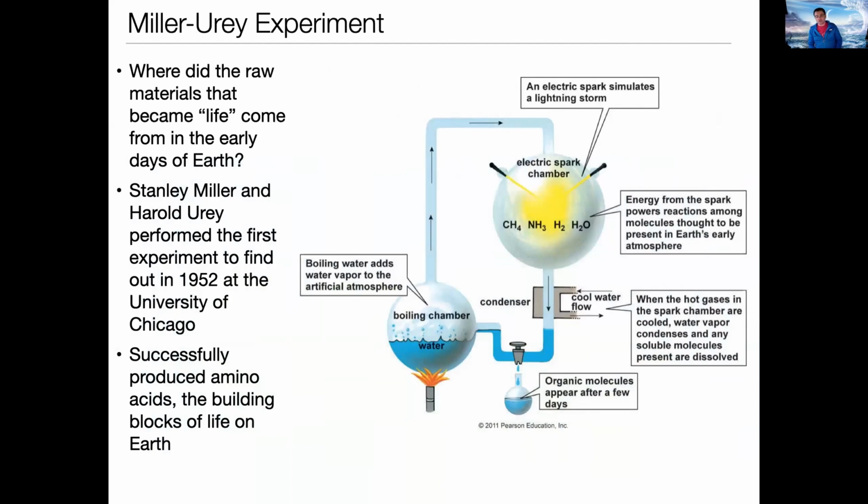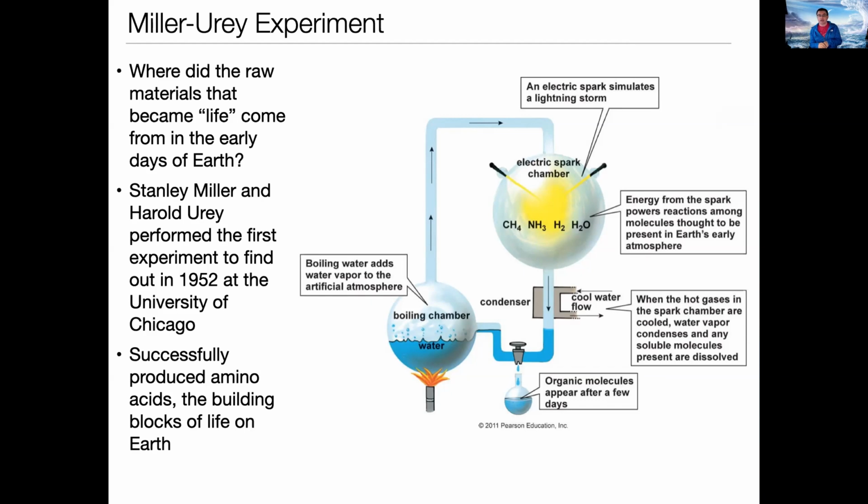Okay, so this was carried out in 1952 by Stanley Miller and Harold Urey right here in Chicago at the University of Chicago. The question that people were trying to answer is, where did the raw materials that became life, as you and I call it, come from in the early days of Earth? What we mean by that is, where are the raw organic molecules, or in more complicated structures of molecules, where did the amino acids, the building blocks for proteins and the building blocks of nucleic acids come from?